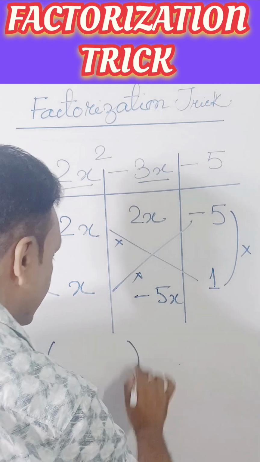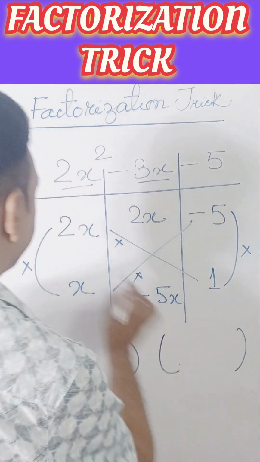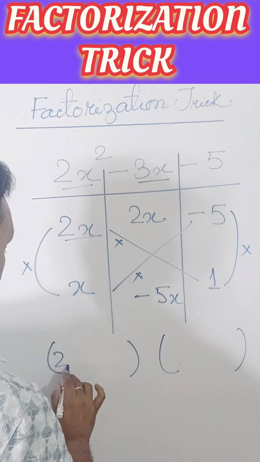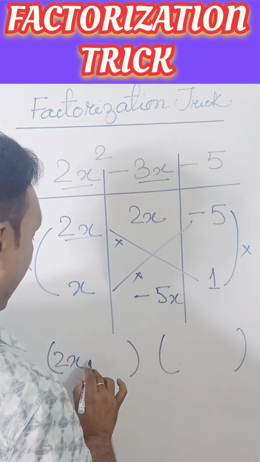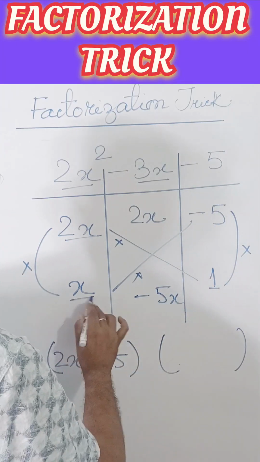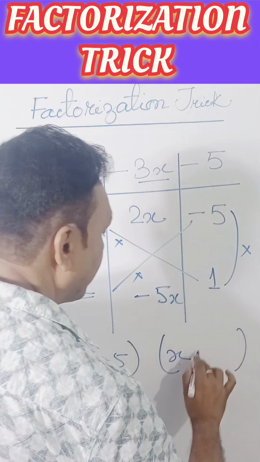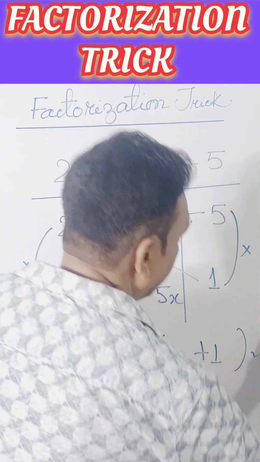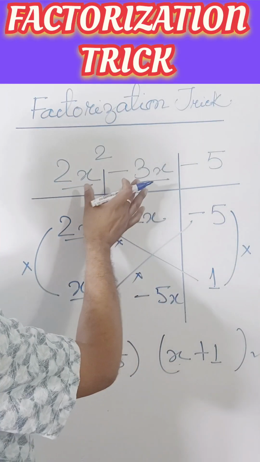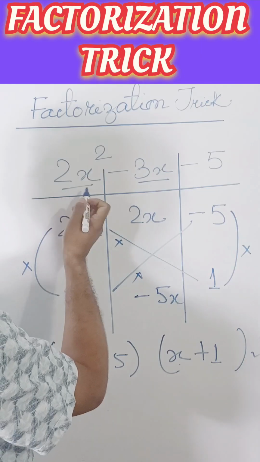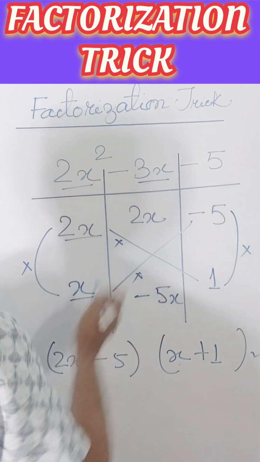Now the factorizations will be like that. This one you have to take 2x, here minus 5, and here x, here plus 1. This is the factorizations of these quadratic equations, that is 2x squared minus 3x minus 5.